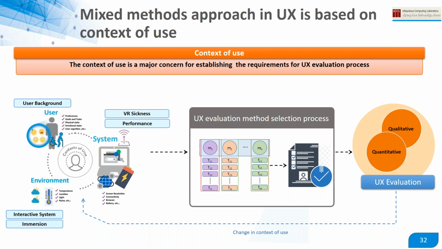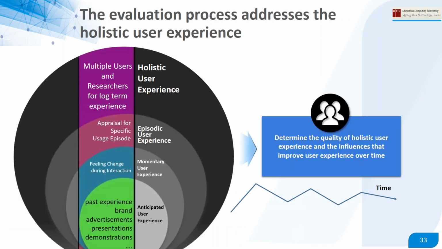We need to take care about the context of use while using a mixed method approach. We have to select the methods according to the context of use. And also we need to address the holistic user experience. We have to cater to all those experiences that I mentioned: anticipated UX, momentary UX, episodic UX, and holistic UX. We need to take care of the time span. We have to check what the user experience is at the first time, what the momentary user experience is while interacting, and we have to take care of the episodic user experience. In order to get a quality result of the user experience, we have to cater to all those user experiences while evaluating the user experience of any product.